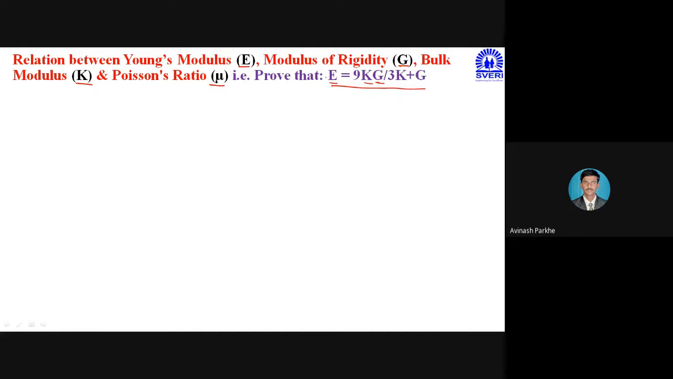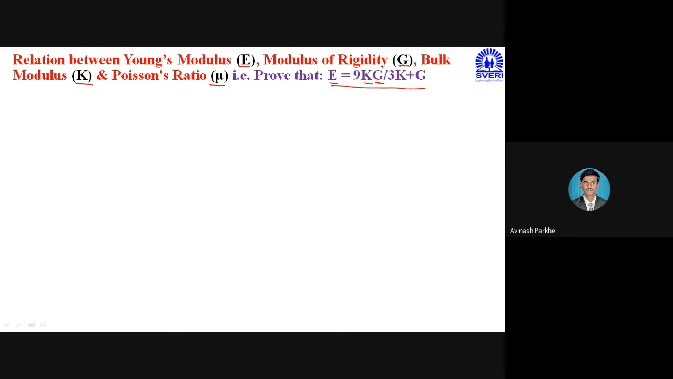Now in the previous lecture we have derived two derivations. The first derivation is for the relation between Young's modulus E and bulk modulus K, that is E is equal to 3K in bracket 1 minus 2 mu. And the second relation we have derived in the previous lecture, that is E is equal to 2G in bracket 1 plus mu. So by using only these two derivations, whatever we have derived previously, now we are going to prove this particular equation.